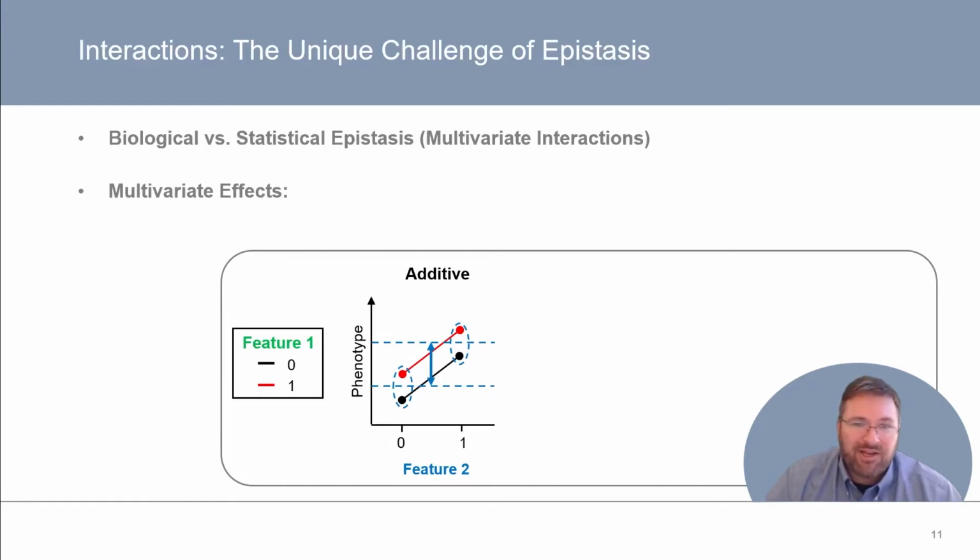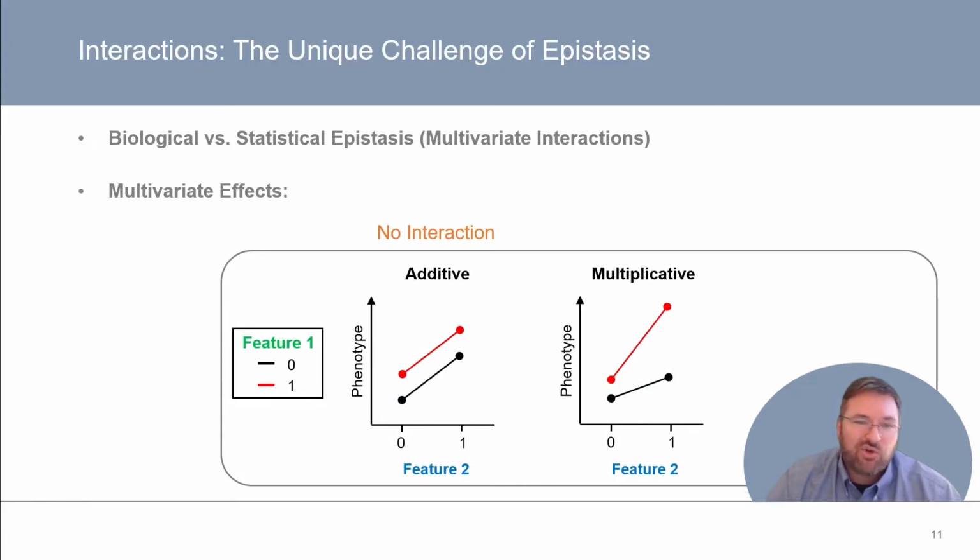What should be clear here is that both features have their own independent association with phenotype, and that these effects add up, leading to a larger value of phenotype cumulatively. However, there is no interaction effect here. Now we'll look at a multivariate multiplicative effect.